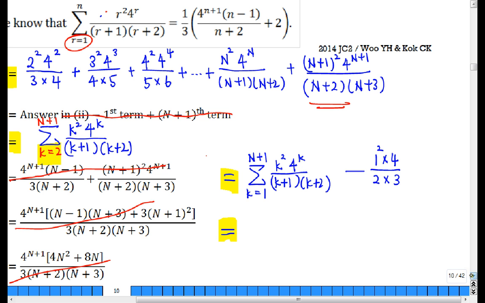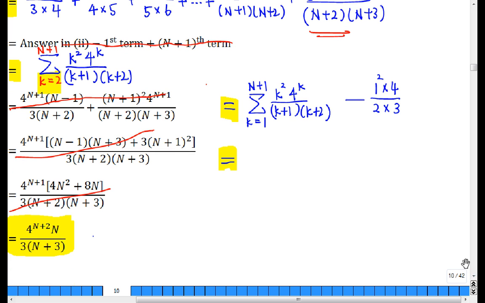Then we write. Does it matter whether it's a k or r? Doesn't matter, right? It's just a variable. So, we write.